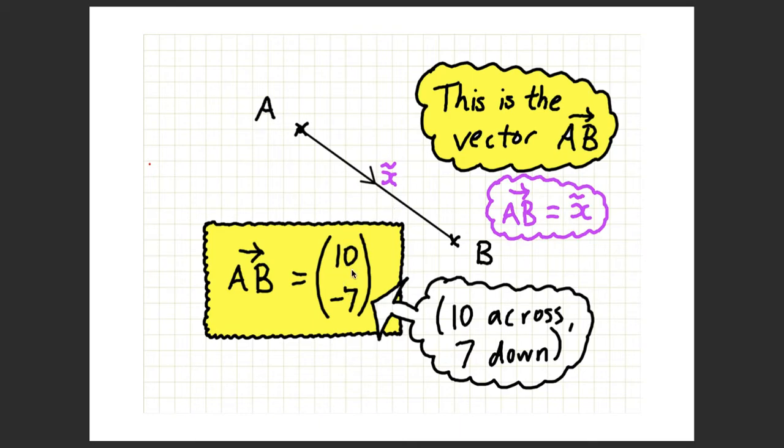We can define it in terms of how many across and how many up or down. So to get from A to B, you go 10 across and 7 down: 10, minus 7. And you can also define it in terms of a single letter that you label the vector with. So you've got three possibilities: a horizontal and a vertical component, a starting point and an end point with an arrow over the top to indicate direction, and then a single letter with a squiggly thing over the top.